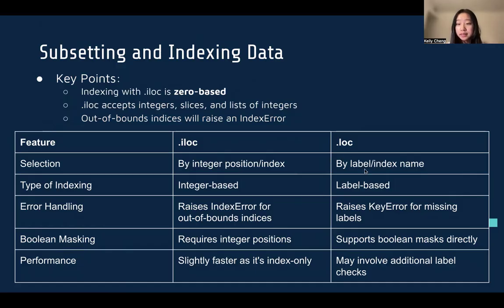So comparing .iloc and .loc, the selection for .iloc is by integer position or index, while .loc is by the label or index name. The type of indexing is integer-based for .iloc, and label-based for .loc. .iloc raises an index error for out-of-bounds indices, and .loc raises a key error for missing labels. Boolean masking, which we'll dive into in later lessons, requires integer positions with .iloc, and .loc supports Boolean masks directly. And finally, for performance, .iloc is slightly faster because it's index only, and .loc might be slightly slower because it might involve some additional label checks.